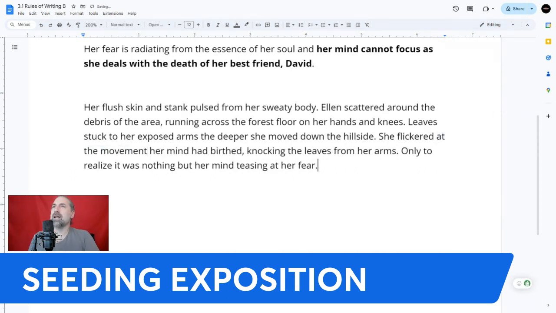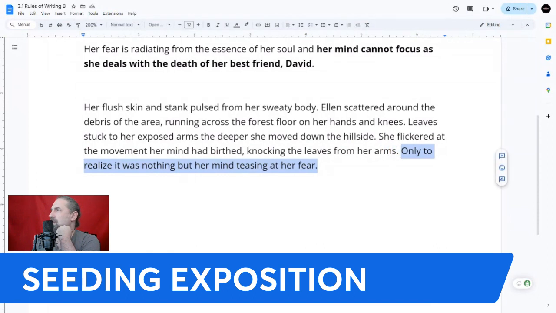Okay, so there's a couple of things that happen here, right? So this is definitely showing, right? Her flushed skin and stank pulsed from her sweaty body. So we know she's actively moving, right? We know that some stuff is happening, right? But Ellen scattered around the debris of the area, running across the forest floor on her hands and knees, okay? And then leaves stuck to, all right? So this is following the narrative thread. So what kind of debris is on her? It's the forest floor, so it's leaves stuck to her exposed arms the deeper she moved down the hillside, right? And then she flinched at the movement her mind had birthed, knocking the leaves from her arms. So it's saying that she felt the leaves on her arms and she knocked them off, only to realize it was nothing but her mind teasing at her fear. Okay, so she's nervous and all that stuff.